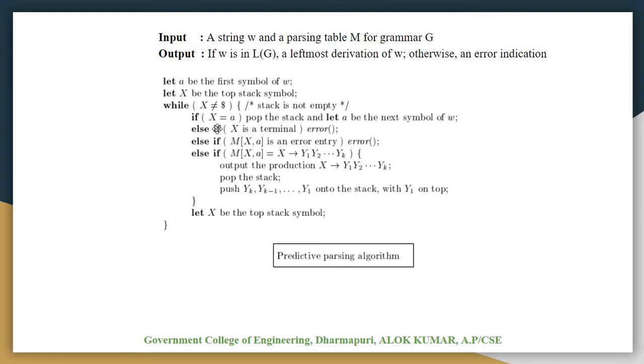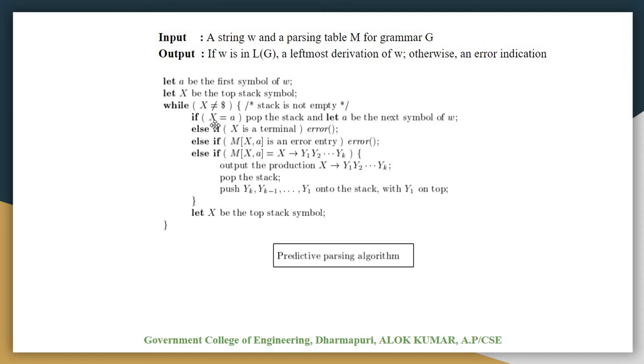Okay, so this one is the algorithm. Suppose let A be the first symbol of W, that input string, and X be the top of the stack symbol. So here we will check this algorithm. If capital X, this non-terminal, is not equal to dollar, which represents an empty stack. But if the stack is not empty, then if this condition is true, we will go inside of this one.